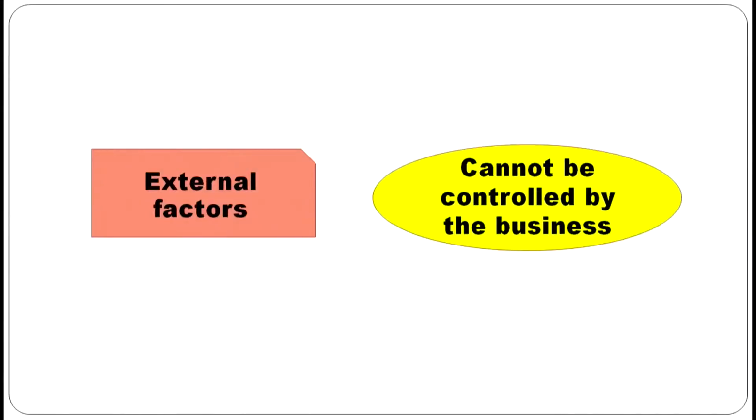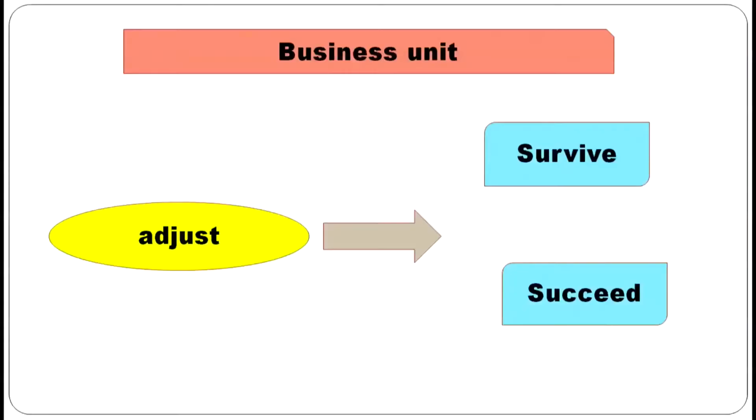In business, we have external factors also which cannot be controlled by the business. Usually, a business unit adjusts with the environment for what? In order to survive in the business field, in order to succeed in the business field. Now going to the features of business environment.